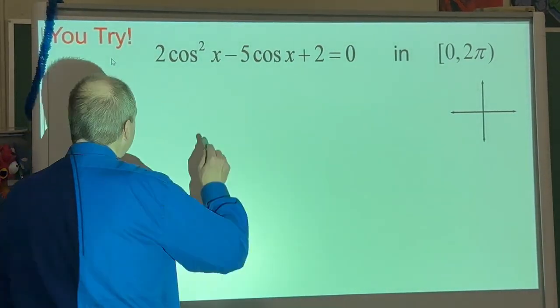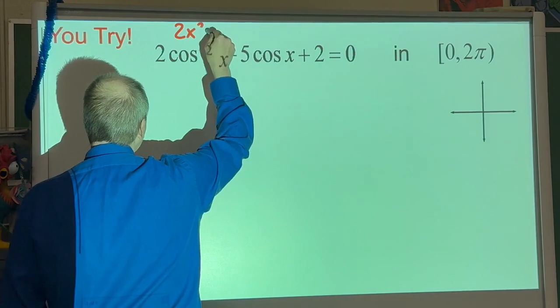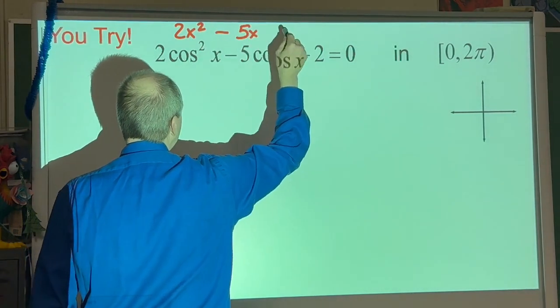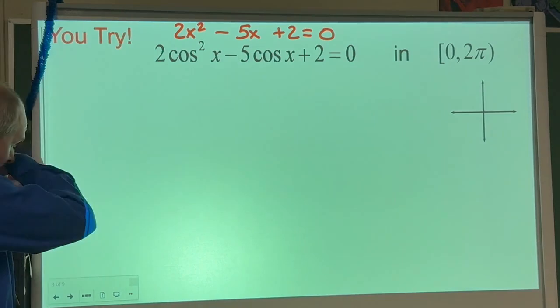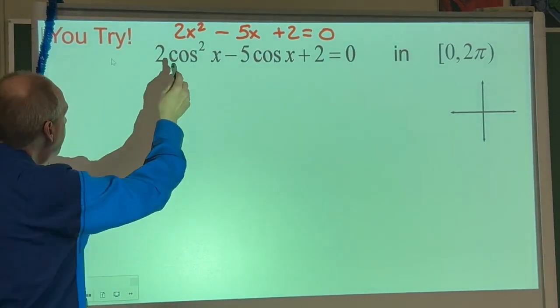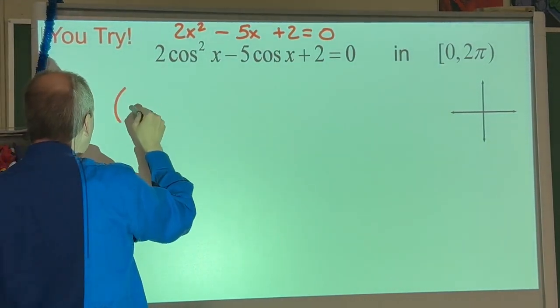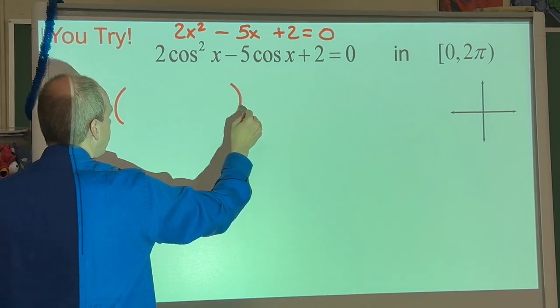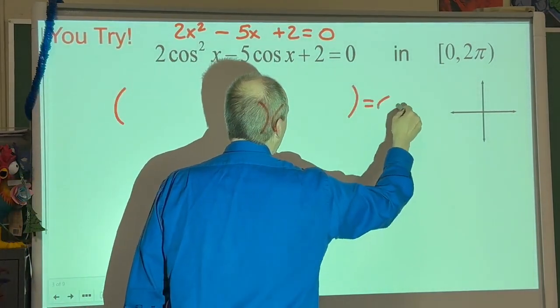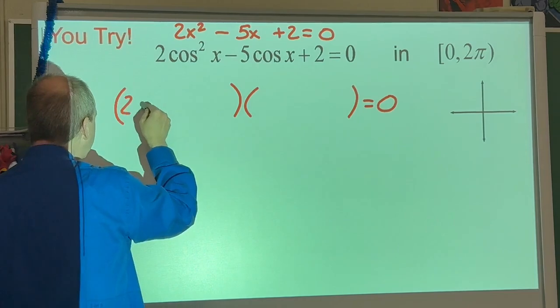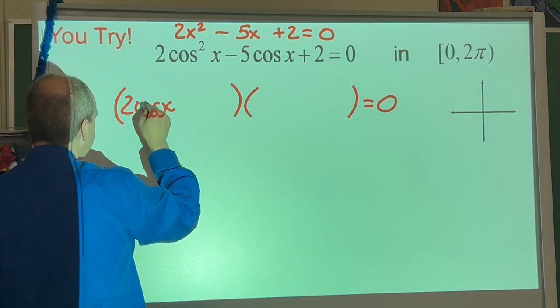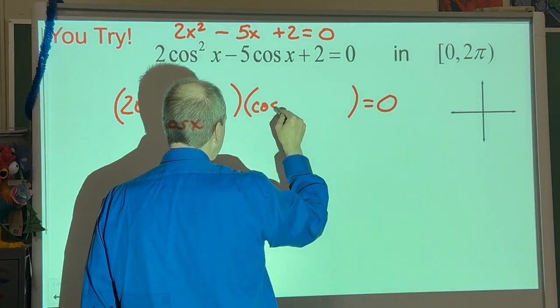Welcome back. If it helps you, think of this as 2x squared minus 5x plus 2 as you try to factor. How do I get a 2x squared? Well, I would need a 2x and an x. How do I get a 2 cosine squared? Well, I would need a 2 cosine of x and a cosine of x.